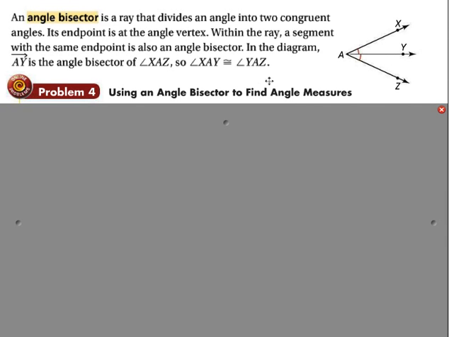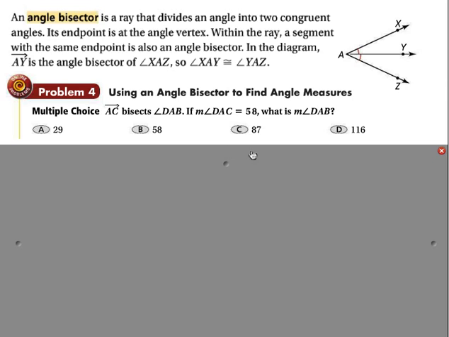An angle bisector is a ray. You see this ray AY right here is an angle bisector, and it divides angle XAZ into two congruent angles. Its endpoint is the vertex, and a segment within the ray with the same endpoint is also an angle bisector. In this diagram, it's ray AY. That tells us that angle XAY and YAZ are congruent. Or if you see on a diagram that those two are congruent, you can assume that AY is called an angle bisector.